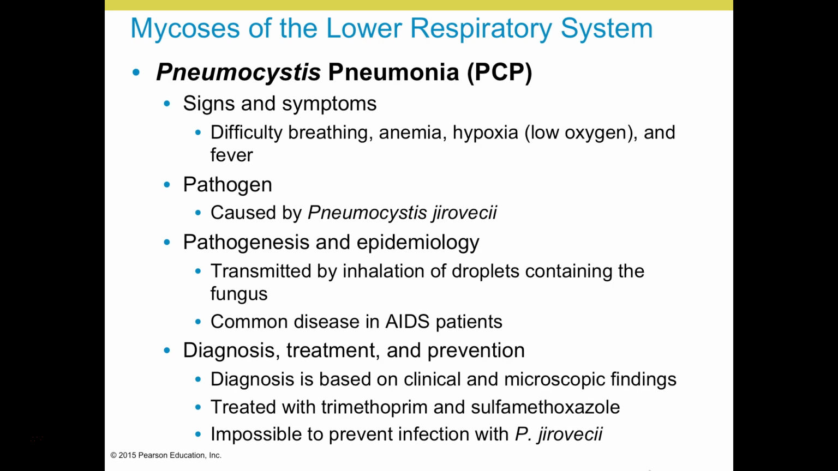PCP, also a type of pneumonia, pneumocystis pneumonia. Just like other pneumonias, you have difficulty breathing, anemia, low oxygen levels in the lungs, and you also will eventually cause a fever. Caused by Pneumocystis jirovecii. Okay, it is again in the droplets in the air. It is very common in AIDS patients. You again look at the clinical and microscopic findings to find out which one of the fungus infection you have.